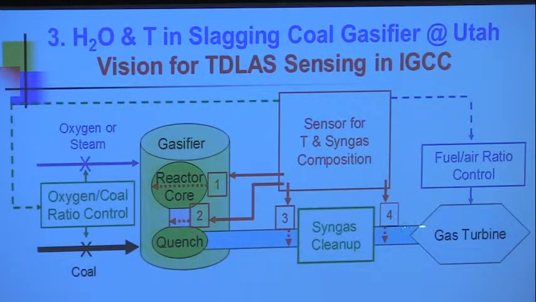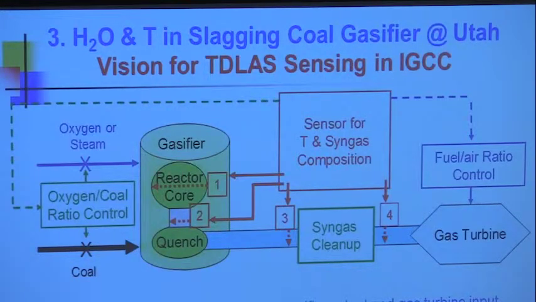The idea is that the syngas would perhaps go to a gas turbine, some sort of fuel air control, because the energy content of these coals varies. So the idea was to monitor the reactor as well as certain points in the process path, leading eventually to an optimized turbine power system.